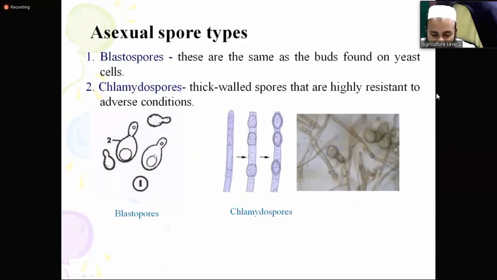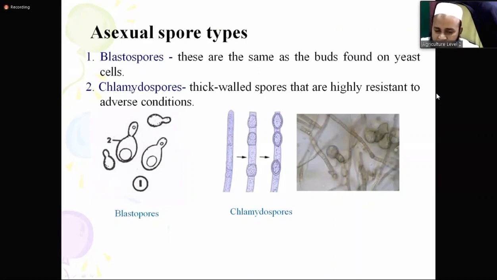In that case, they give some protoplasm and this again divides. This type of spore is called blastospore. These are the same as the bud found on the yeast cell, where pressure is needed. So number two is chlamydospore.